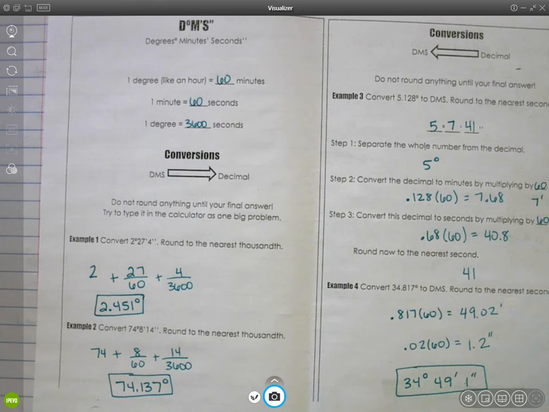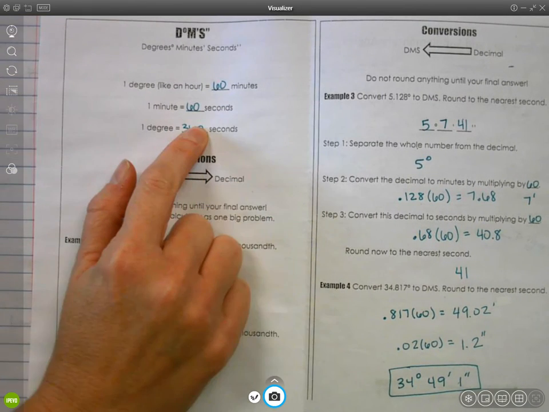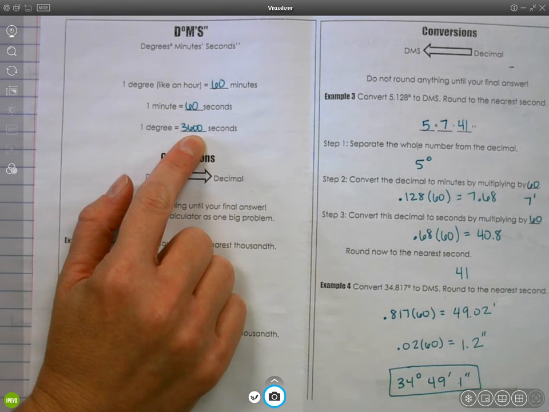So every degree is broken into 60 chunks called a minute, and every minute is broken into 60 chunks called a second. Just the same way the clock is broken up, actually. All right, so we need to remember these conversions to be able to convert from degrees, minutes, seconds to decimal degrees, and vice versa.